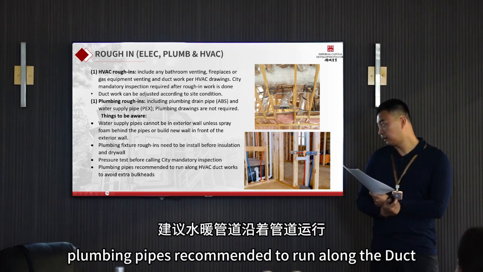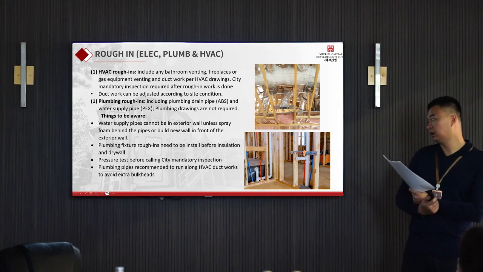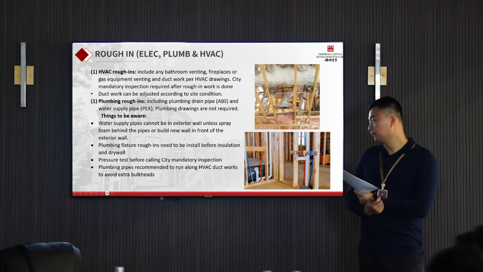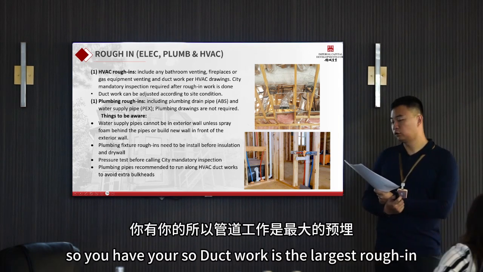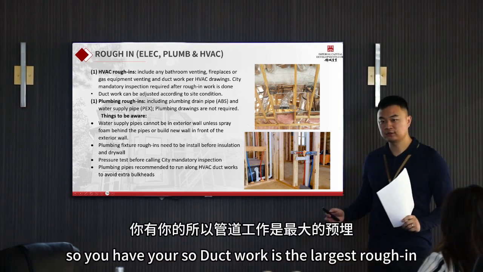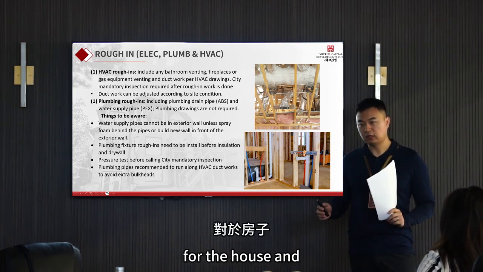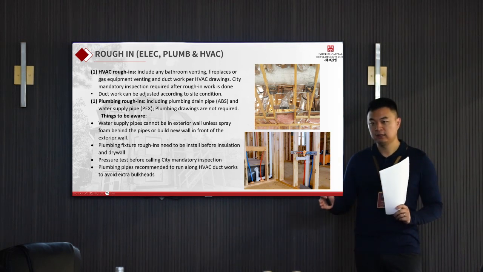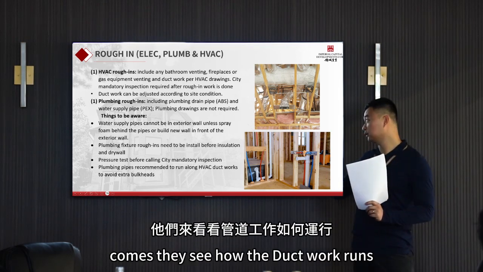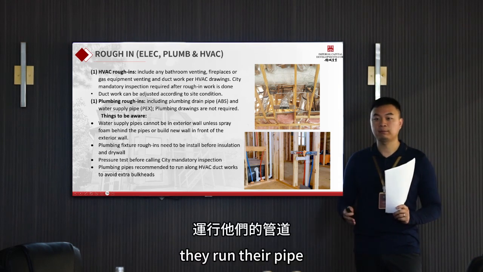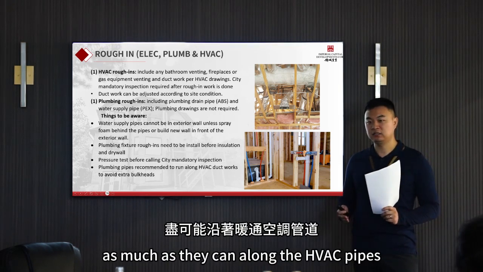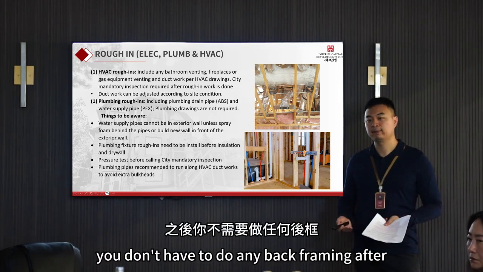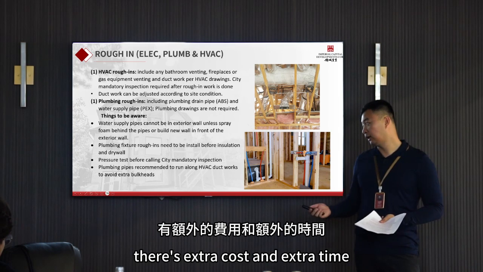Plumbing pipes are recommended to run along the HVAC ductwork to avoid extra bulkheads. Ductwork is the largest roughing for the house, and that's why you do HVAC first. Then the plumbers come, they see how the ductwork runs, and they run their pipes as much as they can along the HVAC ducts. So you don't have to box in, you don't have to do any back framing after. There's extra cost and extra time.